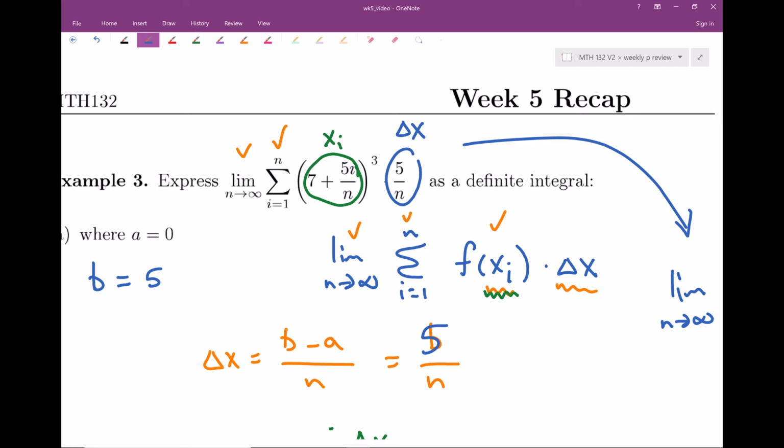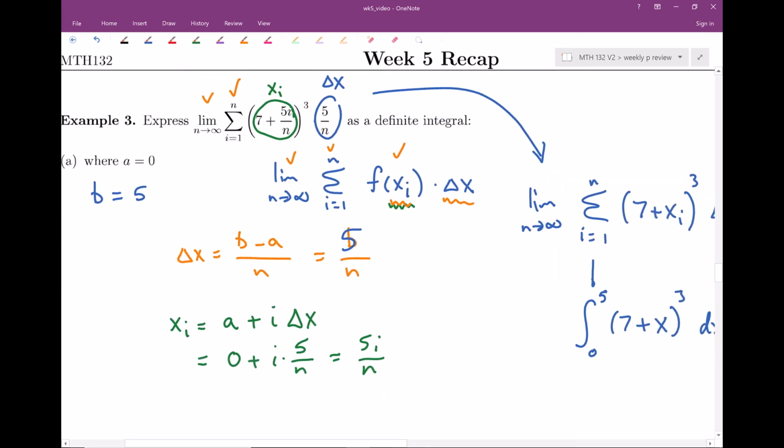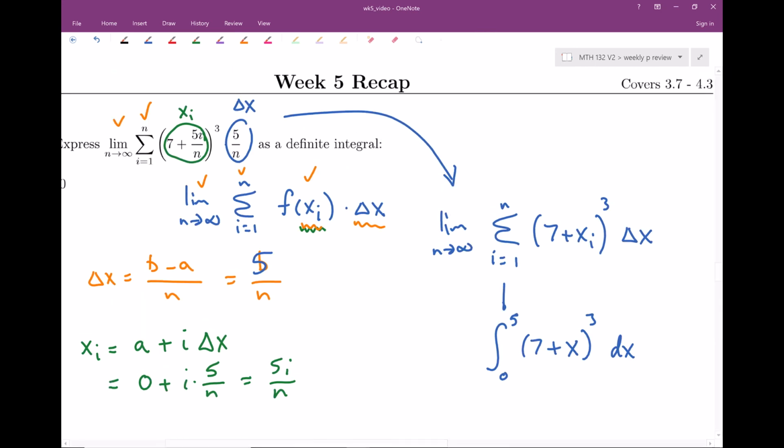So if I start exchanging this, maybe I'll do it over here and then move it: the limit as n goes to infinity, summing from i equals 1 to n, and everywhere I see the 7 plus 5i over n, that's my x sub i, so it's x sub i cubed, and everywhere I see a 5 over n, that's my delta x.